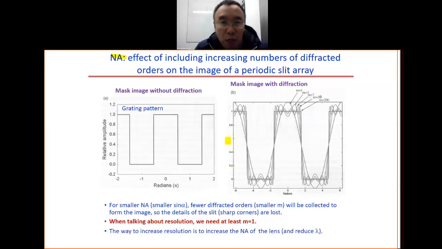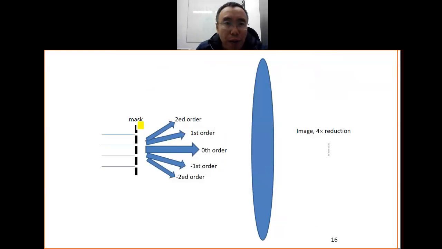Okay, let's continue. This is the mask, which has periodic openings. After the mask, the light will be diffracted, so here we have the 0 order, first order, second order. You can imagine the bigger the lens, the more light will be collected. If all the light is collected, the image will be the same. It's also a periodic grating, but with 4 times reduction.